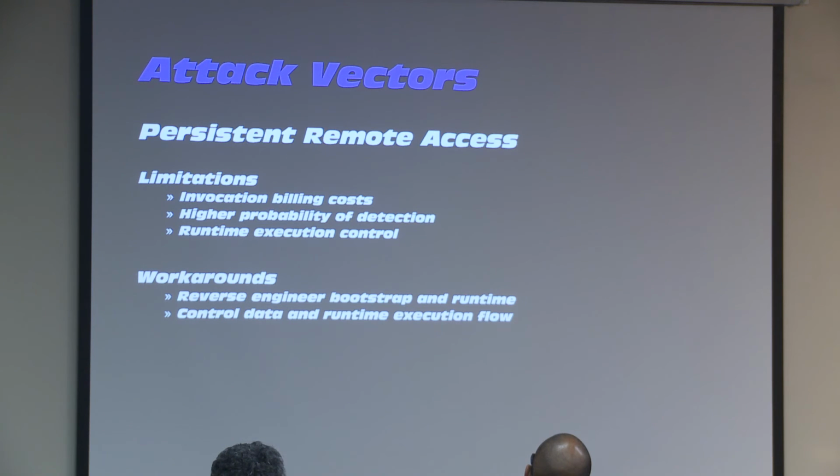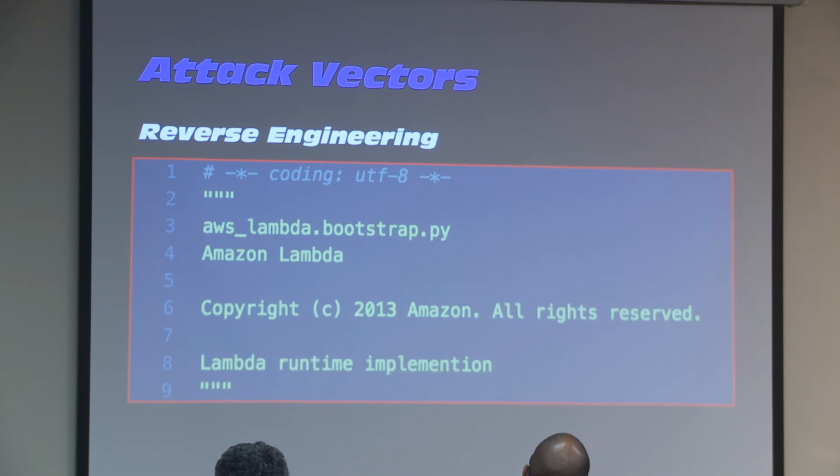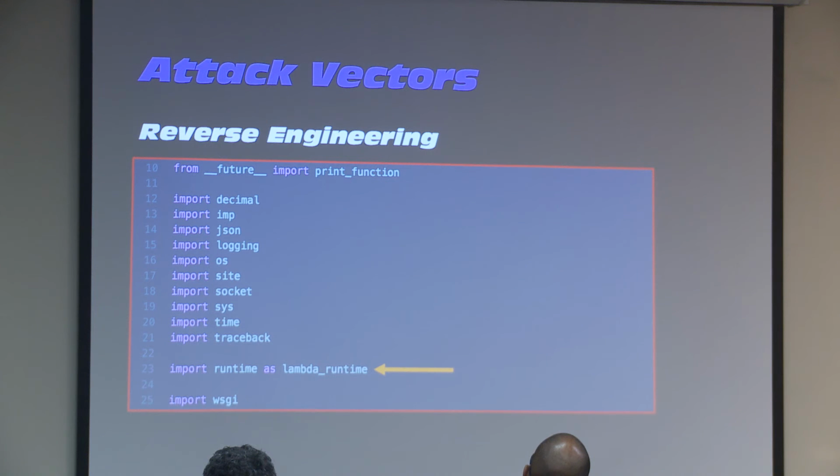So we still don't have any control over the runtime, execution, and the flow. So we want to then reverse engineer the bootstrap.py and that runtime shared object file that we looked at earlier, so that we can begin looking at how we can control data and execution flow. So these are just some screenshots, and I want to be respectful of Amazon's intellectual property. This is copyrighted material, which is why I'm only going to show you little code snippets that are relevant. So this is the bootstrap.py.